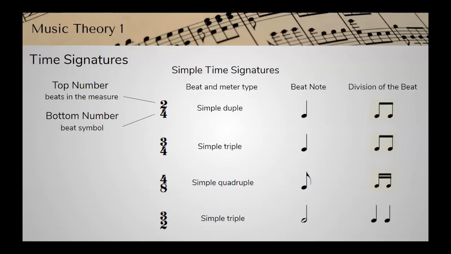Okay? So to sum this all up, and those are only some of the possible time signatures. For a simple time signature, which is what all of these are, the top number tells you the beats in the measure, and the bottom number tells you the symbol that's used to represent the beat. And from that time signature, you can figure out all the other information listed here.